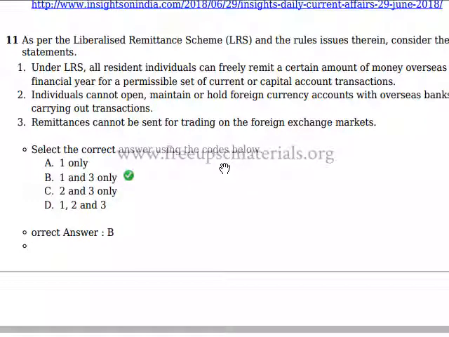So one and three. So under LRS, liberalized remittance scheme, individuals can freely remit a certain amount of money overseas every financial year for a permissible set of current and or capital account transaction. And three, remittance cannot be sent for trading on the foreign exchange markets.